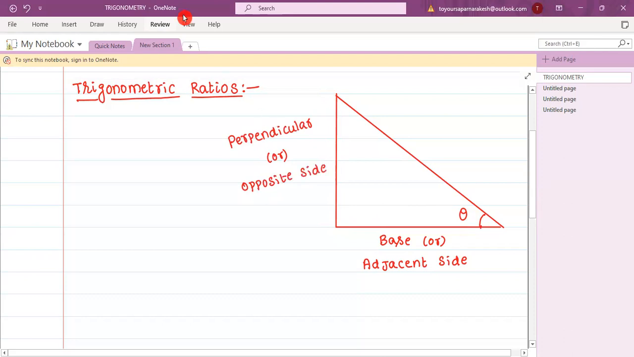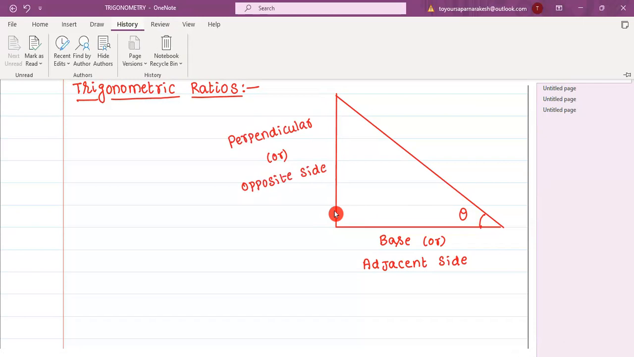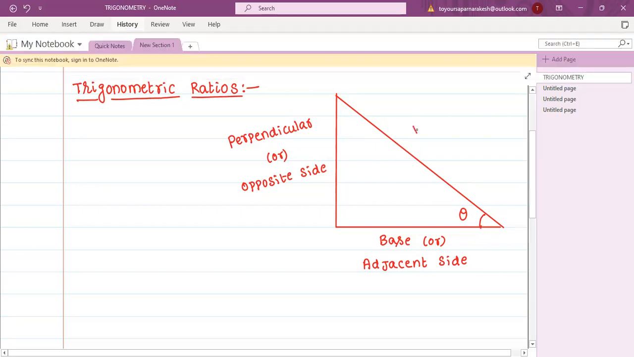In this figure, this angle is equal to 90 degrees. The side opposite to 90 degrees is nothing but the hypotenuse.